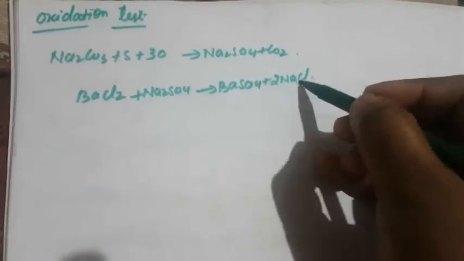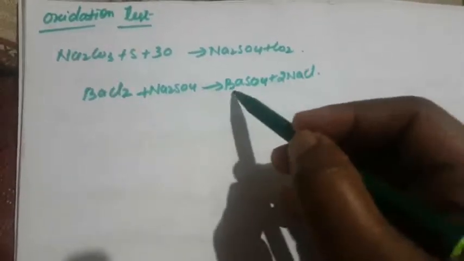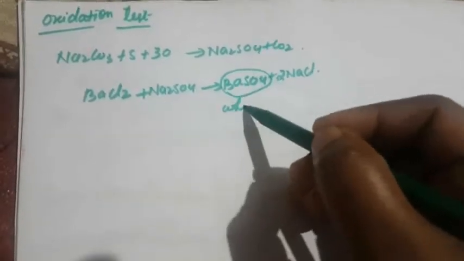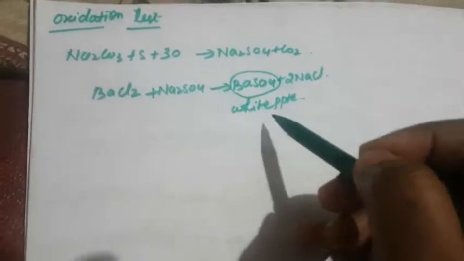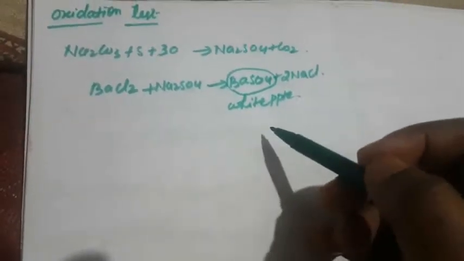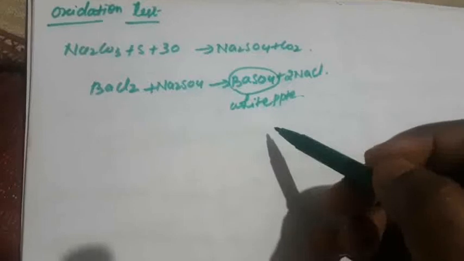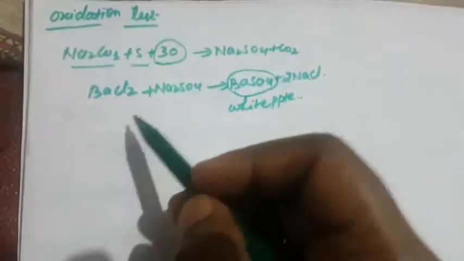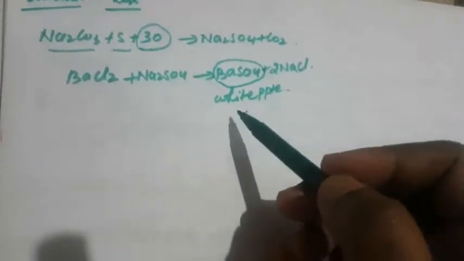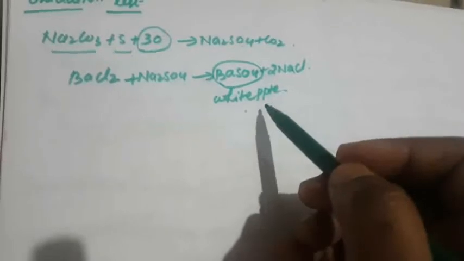So the barium sulfate is a white precipitate. If the white precipitate is obtained, it is the oxidation test for the identification of the presence of sulfur. Using sodium carbonate, sulfur is oxidized and forms the white precipitate. In the normal reaction, it forms the black precipitate.